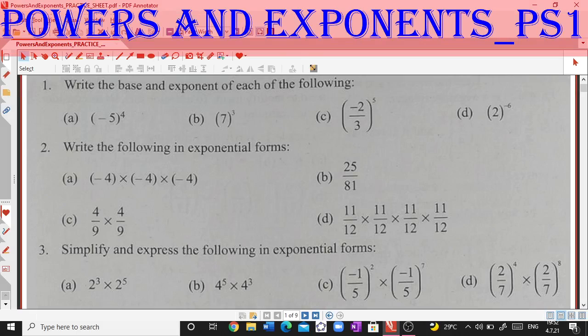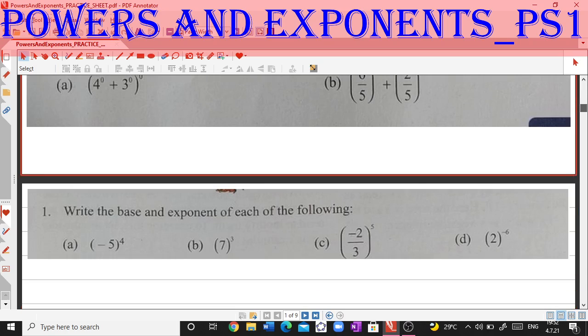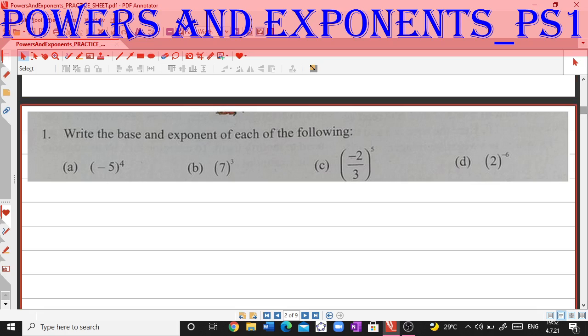So here is our practice sheet. Here are basic questions given to you. Now let's see how we can solve this. Before solving this, I hope you are clear with the rules of the exponents, and very familiar with the terms: what is base and what is exponent. So let's try solving it together.